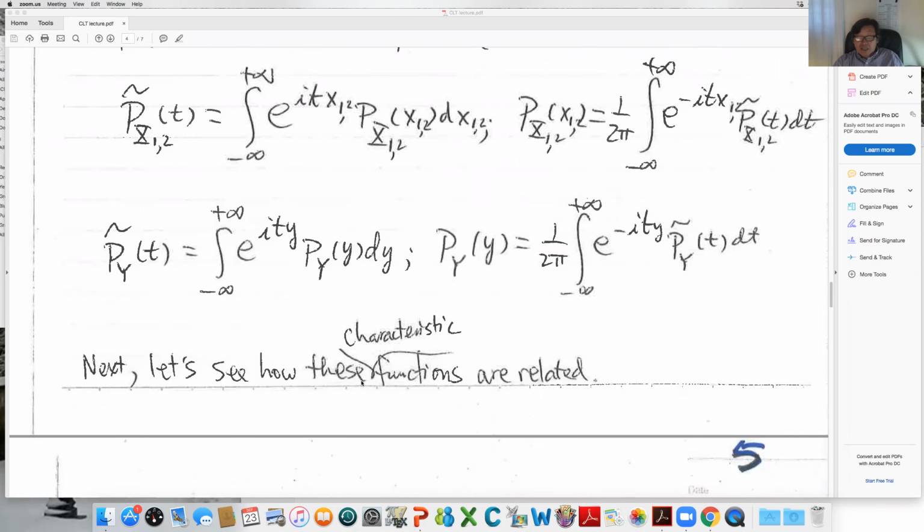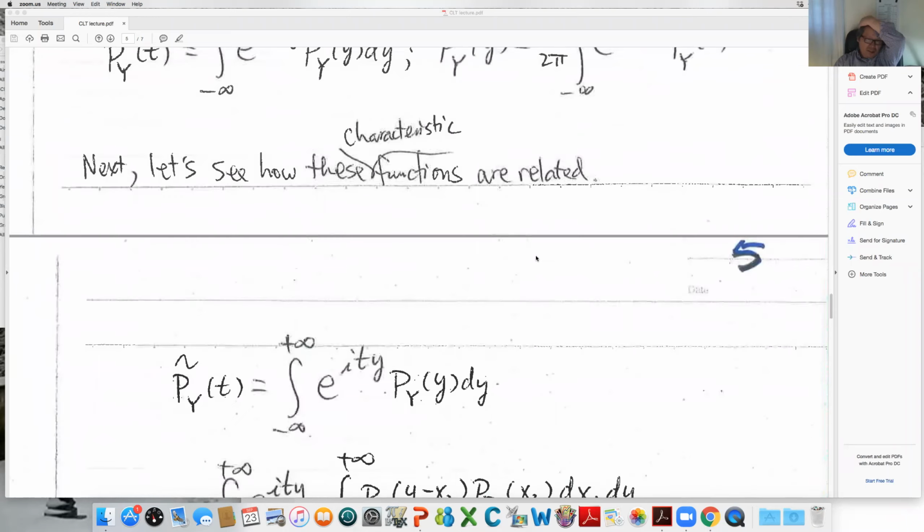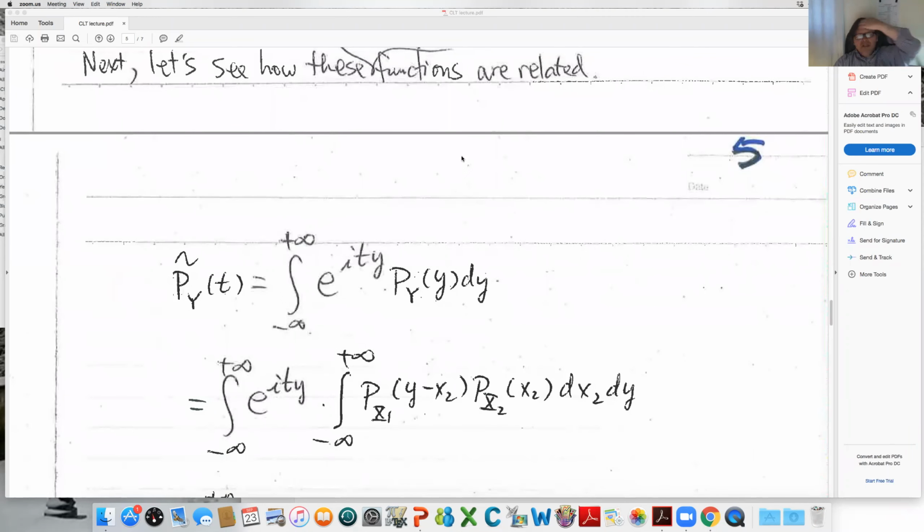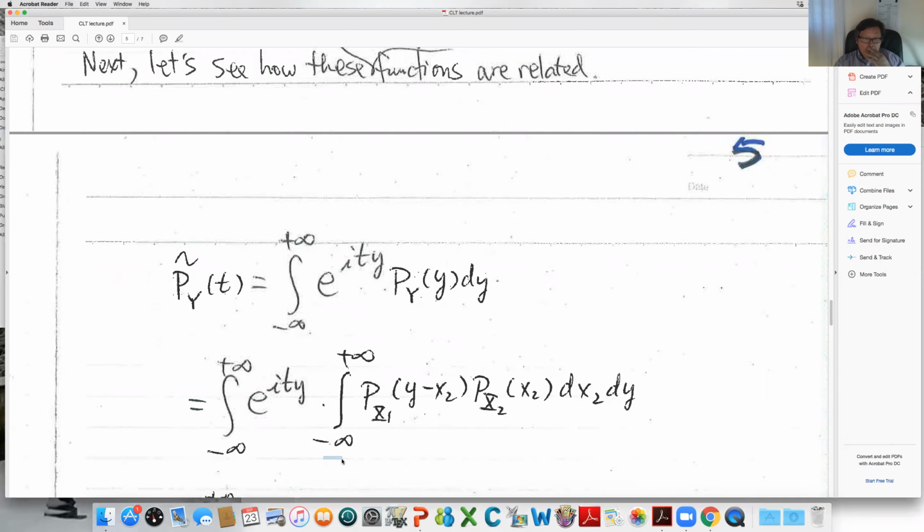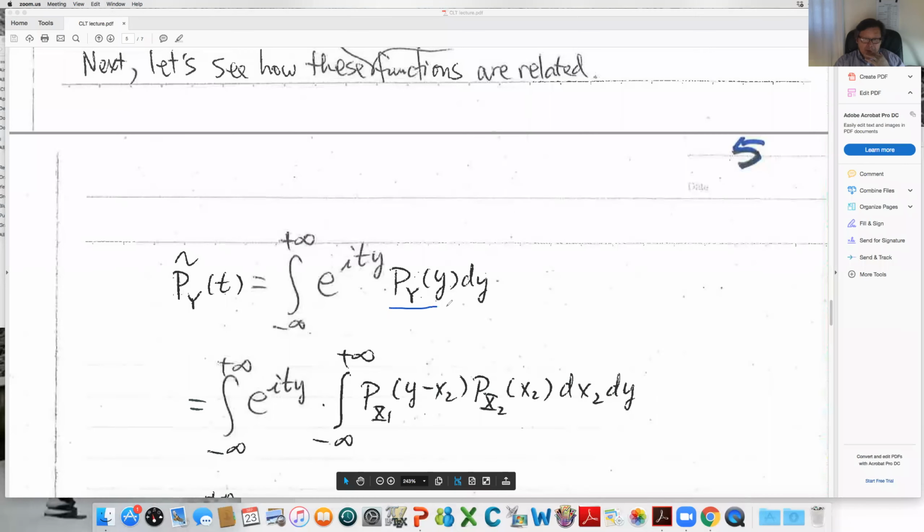Okay, so now let's see how this, I call them characteristic functions. Okay, it's just Fourier transforms. Okay, so let's see how they are related. So the rest is just simple algebra. So this Fourier transform of y is defined as such. And then because I know what the y is, okay, it's just this guy here. So this guy is simply this.